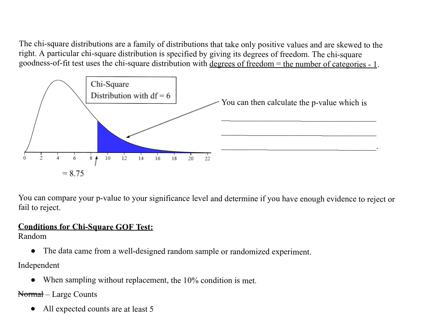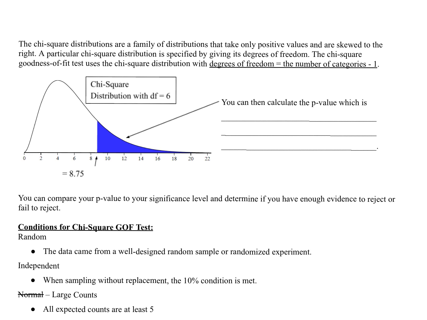So when we talk about the chi-square distributions, they are a family of distributions that take only positive values and are skewed to the right, and a particular chi-square distribution is specified by giving its degrees of freedom. And the chi-square goodness of fit test uses the chi-square distribution with degrees of freedom equals your number of categories minus 1. And so here's an example of a chi-square distribution with degrees of freedom 6, which you can then use to calculate your p-value.